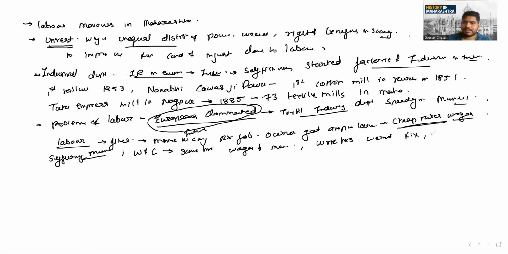Second thing, leaves and holidays were not provided. The provisions of leaves and holidays were not there. The time to come in the morning was fixed, but the time to leave was not fixed. When you complete the work, you can leave. It might be 12 hours, 13 hours, 14 hours, no limit to that. This was the condition at that point. See how ruthless the owners were.